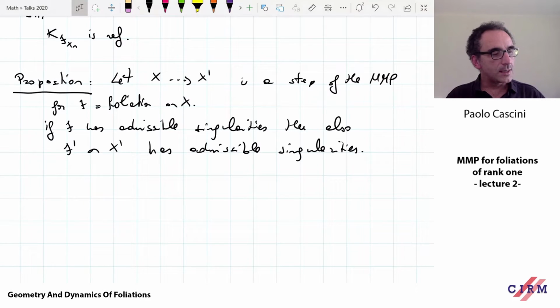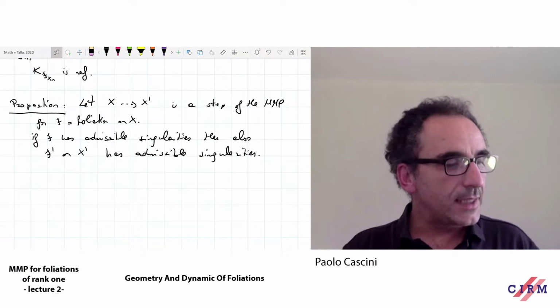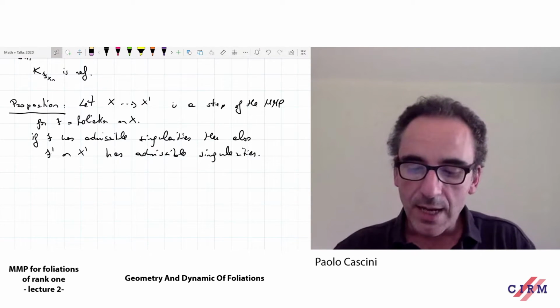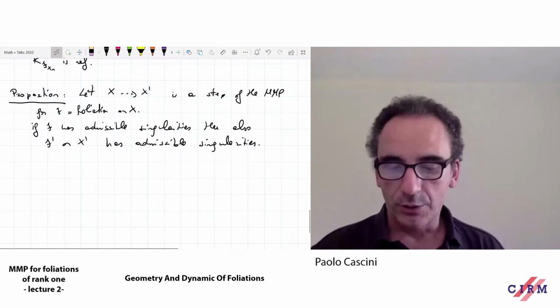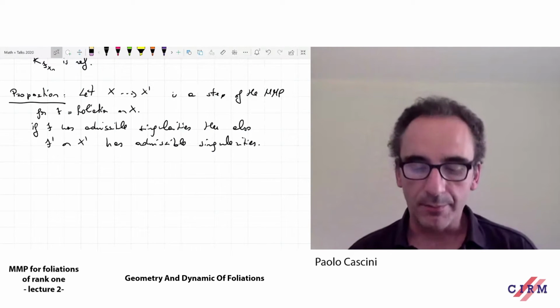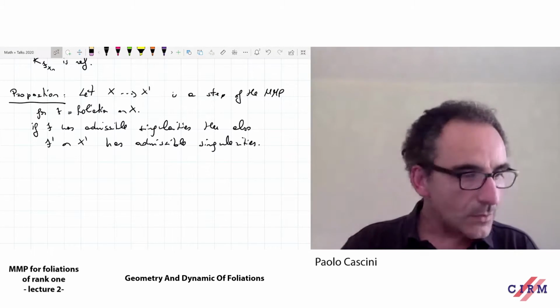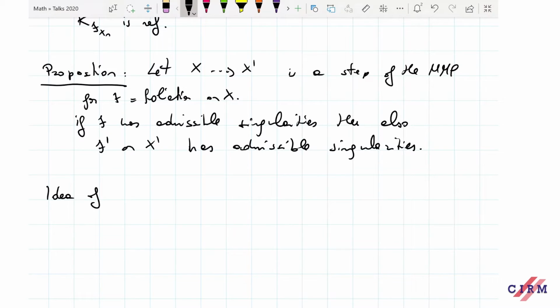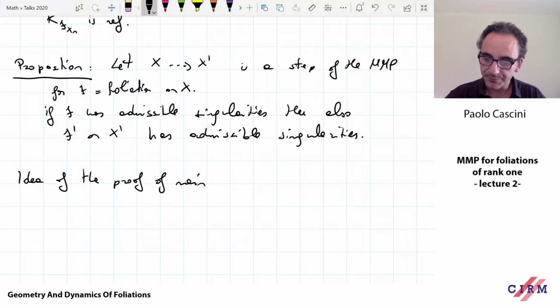Okay, so let's see how to proceed now. The idea is that we want to use the cone theorem to produce a curve and then contract it, in such a way that we proceed with the minimal model program. So let me give an idea of the proof of the main theorem, in other words, the existence of a minimal model program.